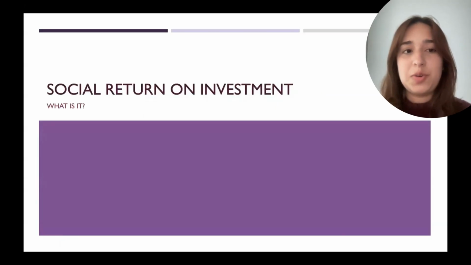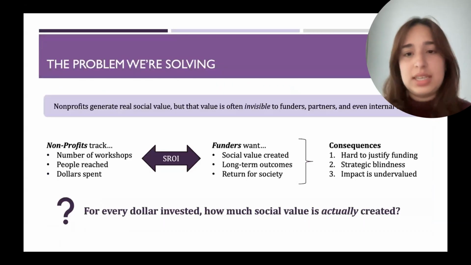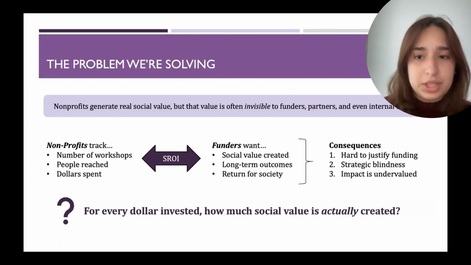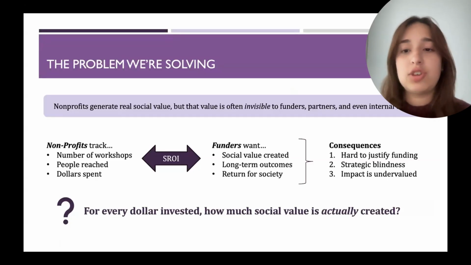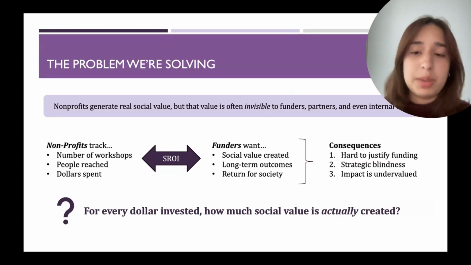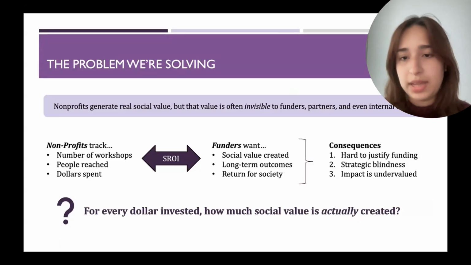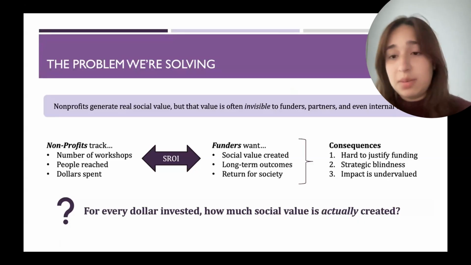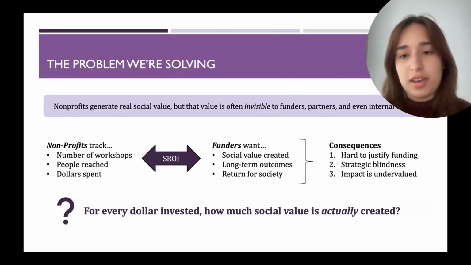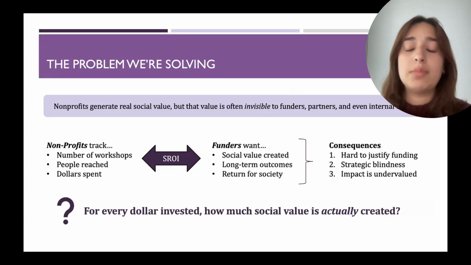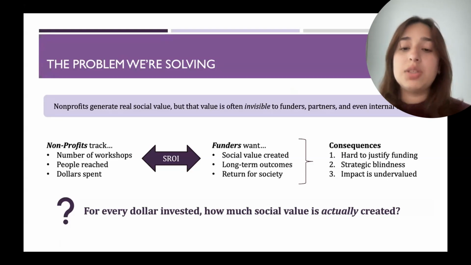So this brings me to social return on investment. There's often a disconnect between what nonprofits measure and what funders are looking for. Nonprofits typically track output, such as how many people they serve or how much money they spend. And these metrics are definitely important, but they don't fully capture the impact. Funders, on the other hand, are interested in long-term outcomes. They want to know whether programs improve quality of life and reduce reliance on public services.